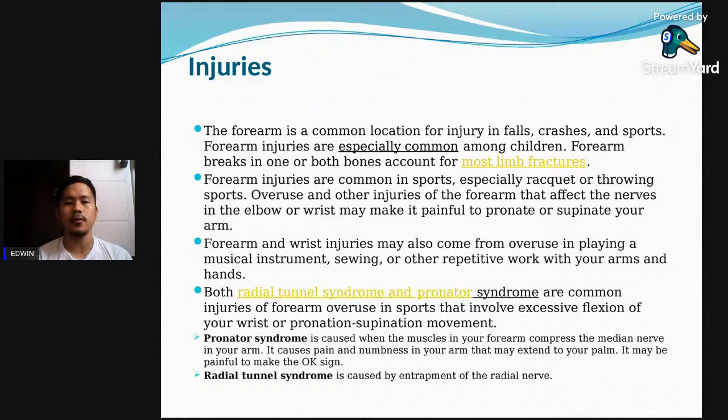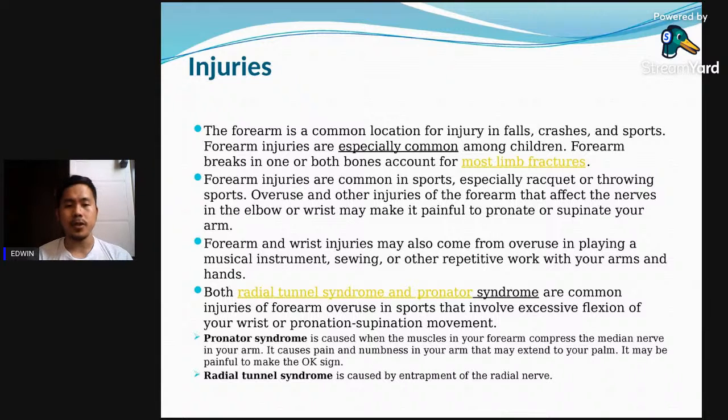Overuse and other injuries of the forearm that affect the nerves in the elbow or wrist can limit your ability to pronate or supinate your arm. Forearm and wrist injuries may also come from overuse in playing a musical instrument, sewing, or other repetitive work with arms and hands. Both radial tunnel syndrome and pronator syndrome are common injuries of the forearm. Overuse in sports that involve excessive flexion of your wrist or pronation and supination movements.